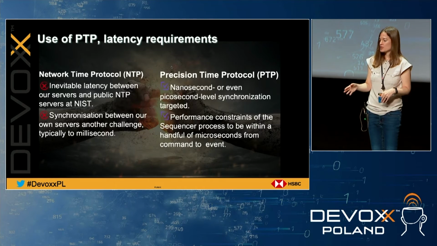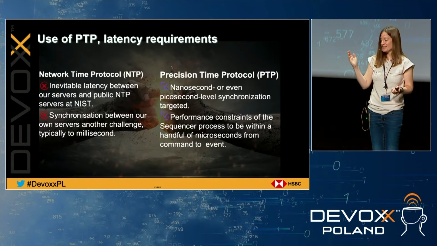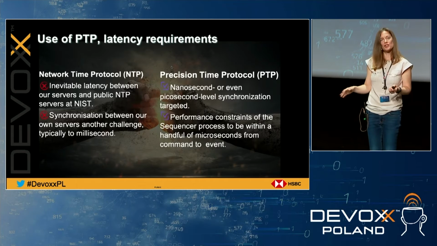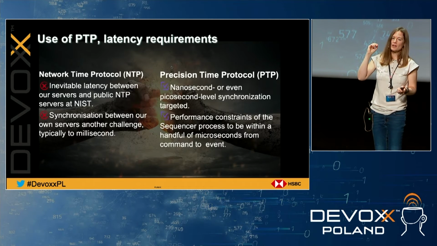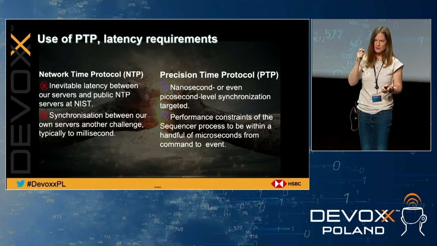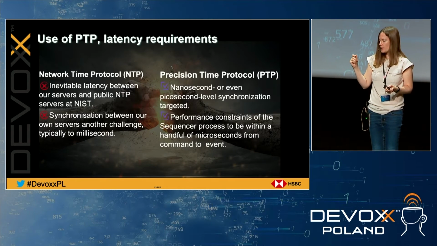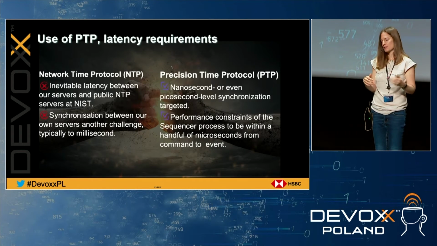So we're now using Precision Time Protocol. That allows you to go to nanosecond, even picosecond, apparently, for synchronization. What we've noticed is that having moved to this for our servers that are co-located with their exchanges, we've gotten down to a 50 nanosecond synchronization, which we're happy with. And again, like the performance constraints of the sequencer that I mentioned, we're looking to be a handful of microseconds from command to event.